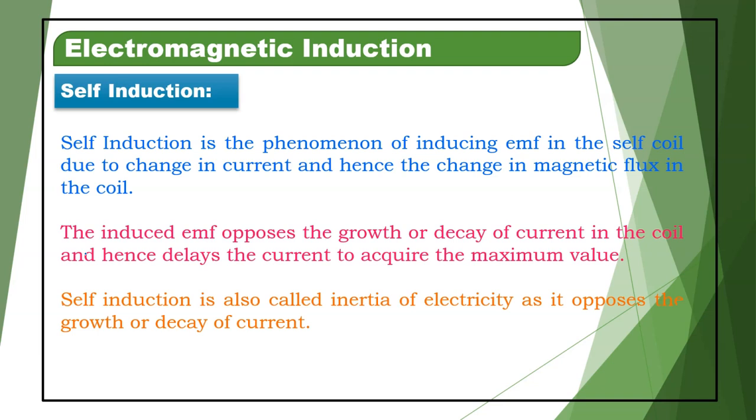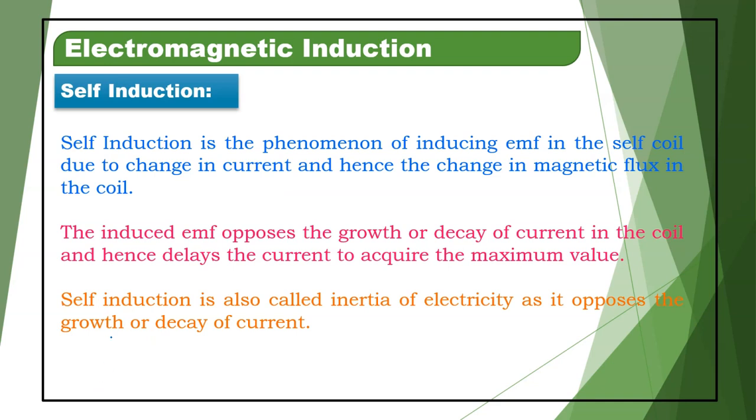Self-induction. Self-induction is the phenomenon of inducing EMF in the same coil due to the change in the current and hence the change in the magnetic flux in the coil. The induced EMF opposes the growth or decay of the current in the coil and hence delays the current from acquiring its maximum value. Self-induction is also called the inertia of electricity because it opposes the growth or decay of the current.